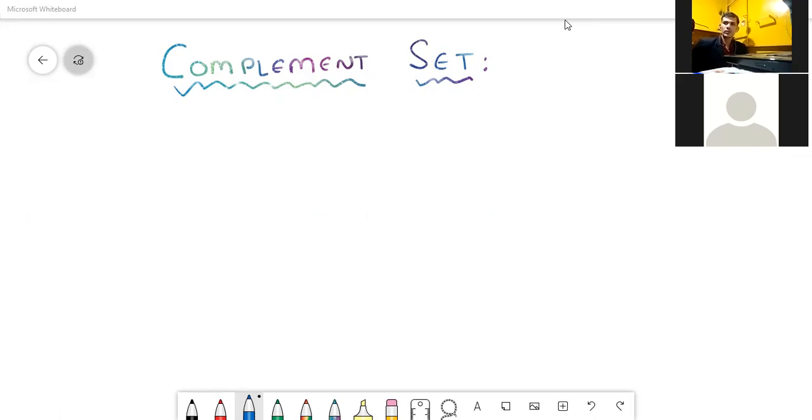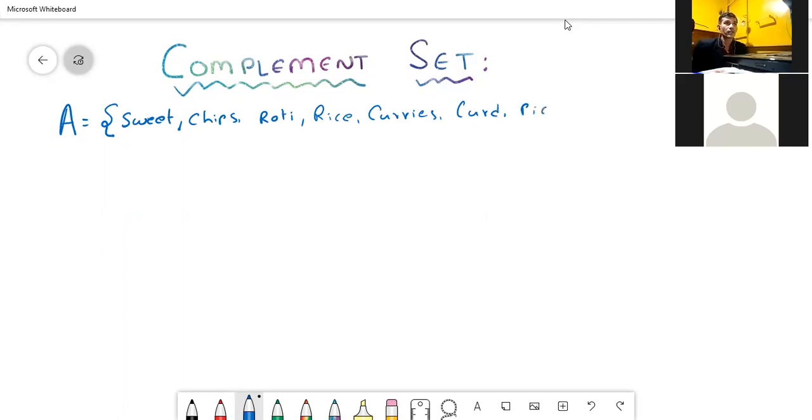Suppose we went to a function and in dinner some food items are there, we will make it a list. We make it as a set. Let A contain all food items like sweet, chips, roti, rice, and curries, and you'll be having curd and pickle also.